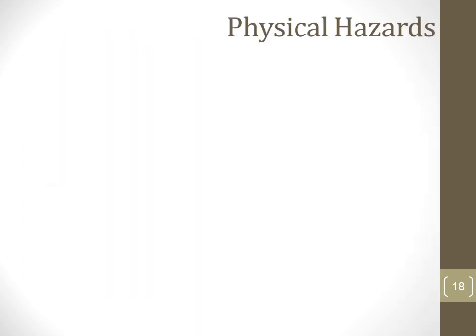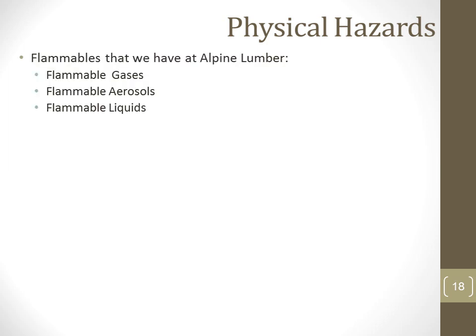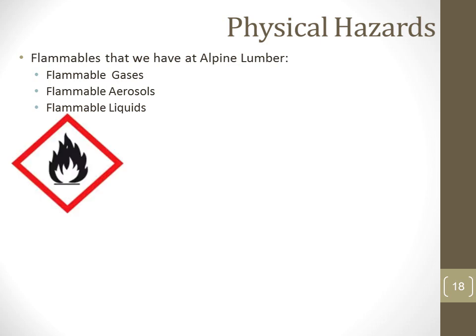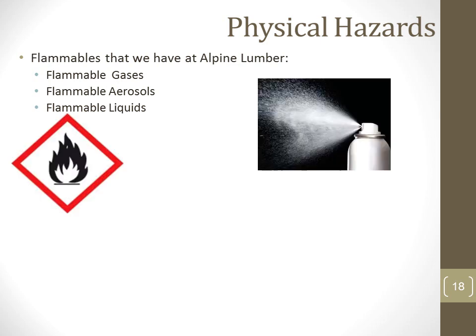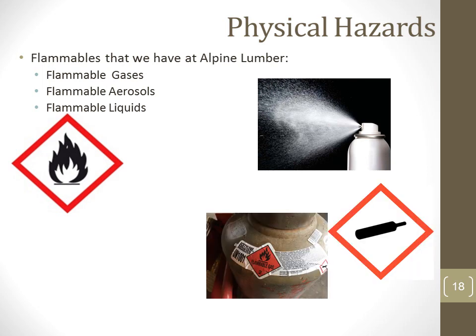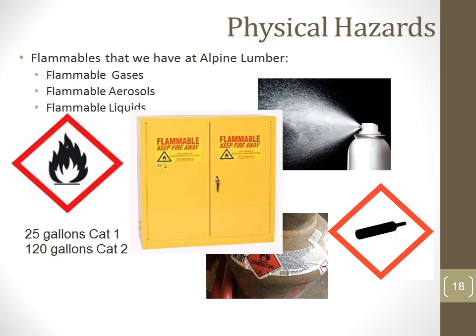You've seen that flammables have the symbol or pictogram of a flame on the SDS. Besides gasoline and diesel, at Alpine Lumber we also have aerosol paints, propane, and there are other flammables on site. It's best to store flammables inside of an approved flammables cabinet, which means self-closing doors and having an inner lip to catch spills. OSHA has limits for flammables that aren't stored inside of one of these flammable cabinets.